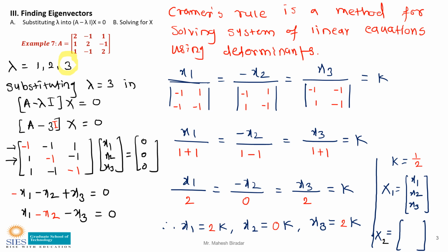So your third eigenvector associated with lambda is equal to 3 is 1, 0, and 1. Thank you. We have done calculation of eigenvectors associated with distinct eigenvalues, that is lambda is equal to 1, 2, and 3.